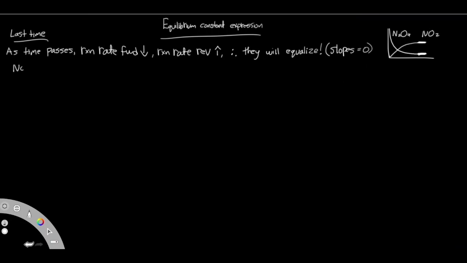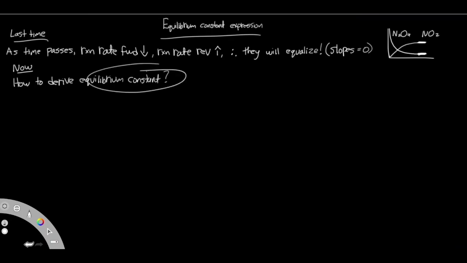So now, how do we derive an equilibrium constant from this concept? How to derive the equilibrium constant? And remember, the equilibrium constant was this ratio between the concentration of the products and the reactants. Well, let's start off with our K forward. K here stands for the constant. It's constant regarding the temperature that it's at.